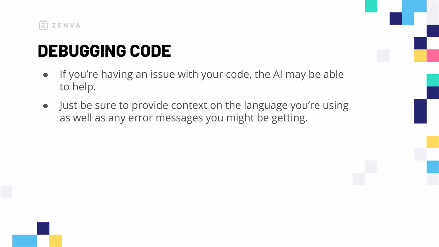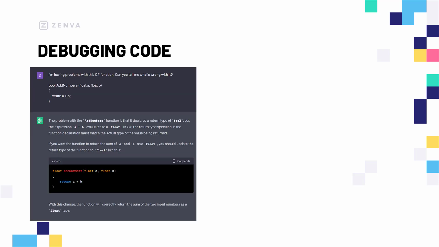Now, as well as generating code, we can also use the AI to debug code. And this is great if you are new to coding, new to Unity, new to a game engine, and want to know why your code is not working. Just make sure, like with asking it to generate stuff, that you provide context on the language you're using, as well as any error messages you might be receiving. So we might go, okay, I'm having problems with this C# function, can you tell me what's wrong with it? And we can just copy and paste the code in right here, okay? In your editor, select the code, copy it, and paste it directly into the prompt here, okay?